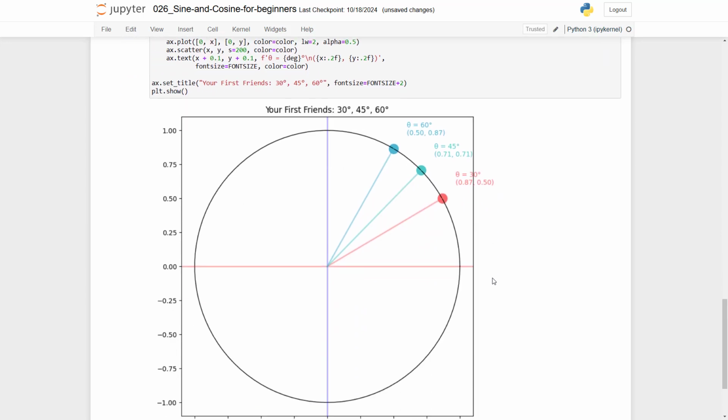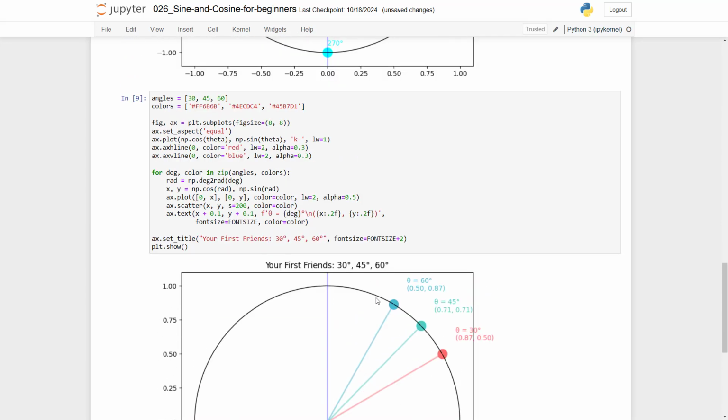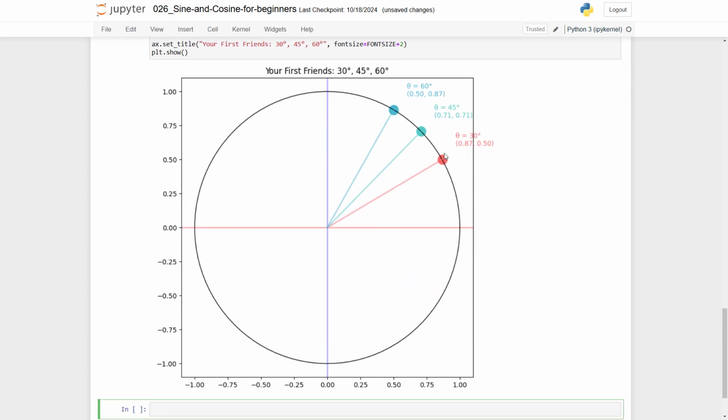Yes, these ones. Your first friends. And here things become a bit more interesting. These angles are pretty much the most common ones in the unit circle: the 30, the 45, and the 60. And with these 3 you can pretty much build almost all the angles that you would ever be questioned about. So let's take a look at them one by one.